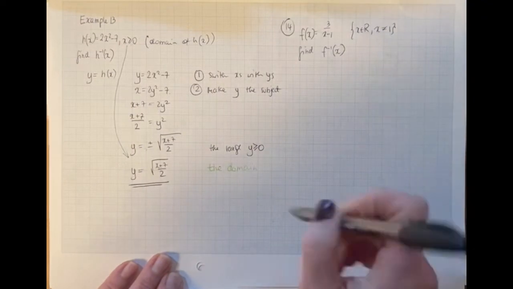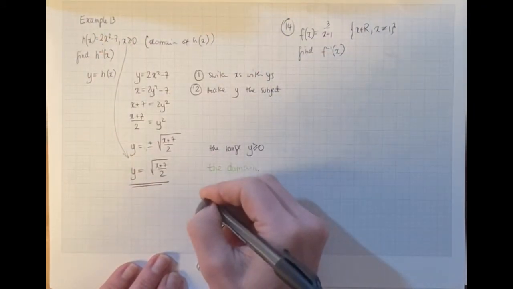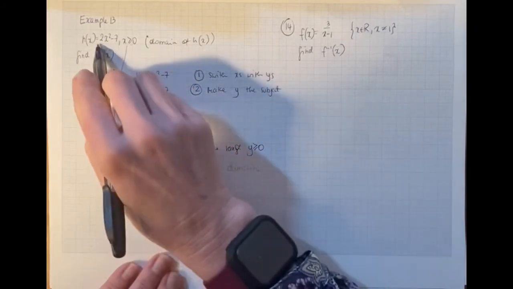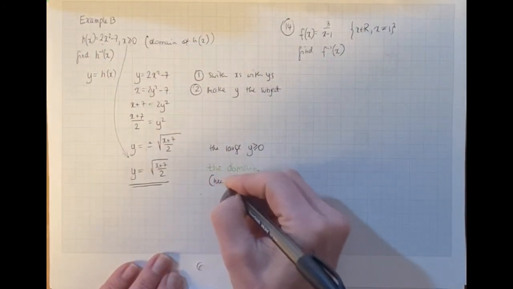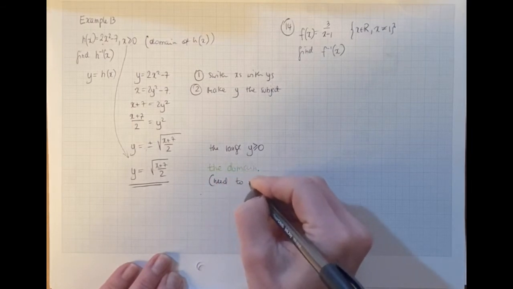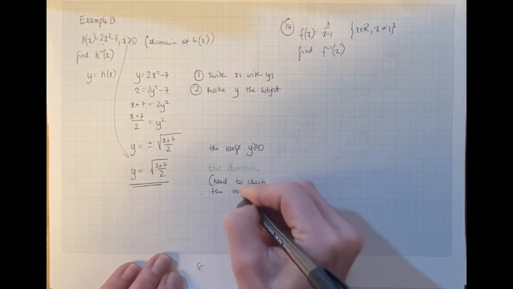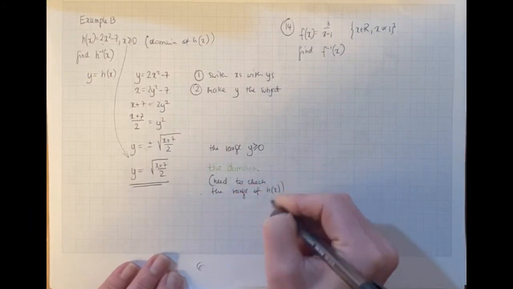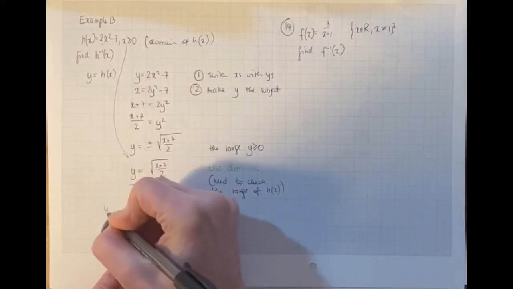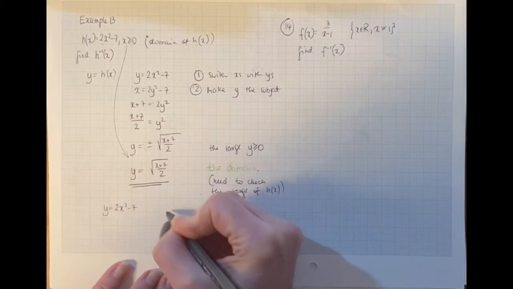Okay, so for the domain, we're going to look at the original function, so y equals h of x, and find out what is the range. So for the domain, we need to check the range of h of x. So this is a quadratic, and as I've shown you before, with a quadratic function, the best thing to do is always to sketch it.